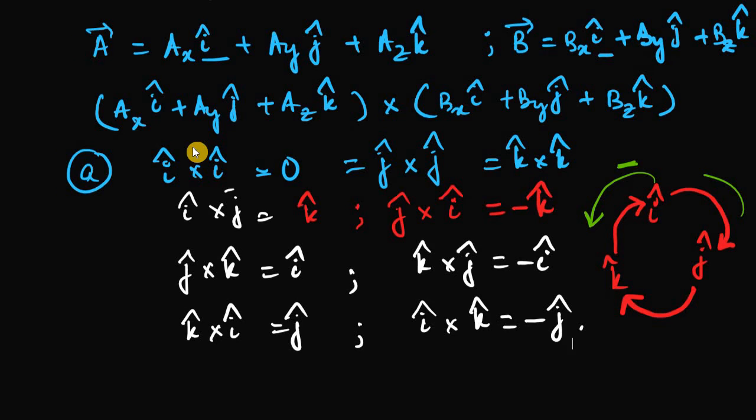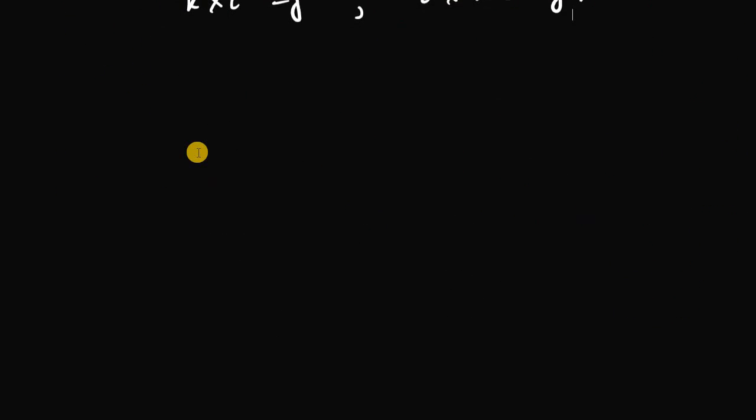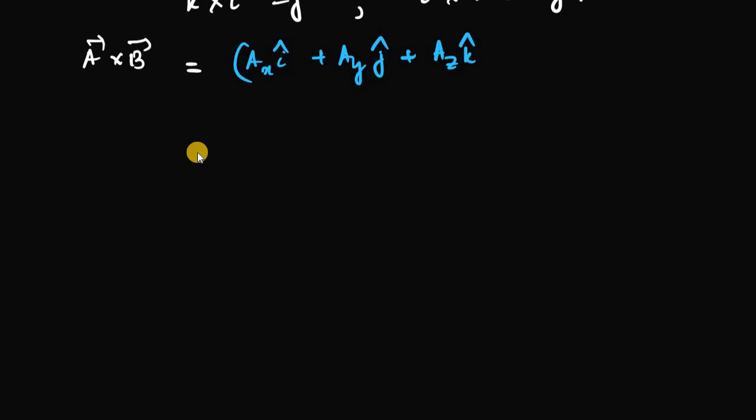How am I going to write it? I am going to write A cross B equals, again writing, AX i cap plus AY j cap plus AZ k cap, cross BX i cap plus BY j cap plus BZ k cap. I am having the cross product now.